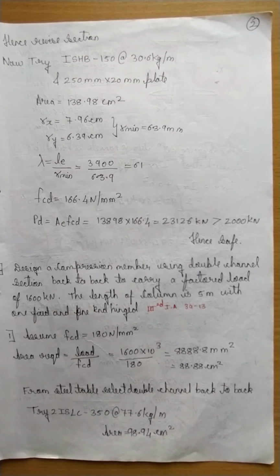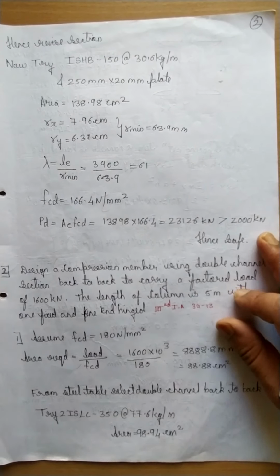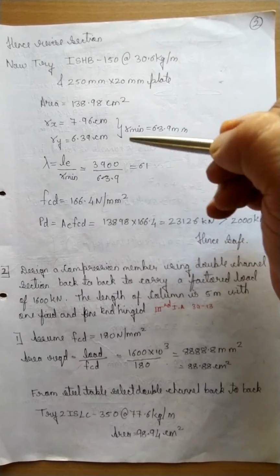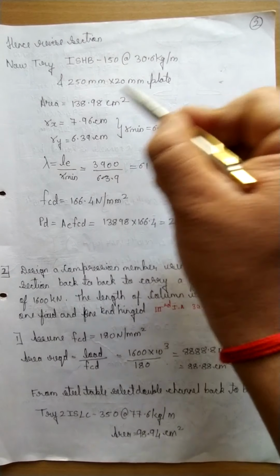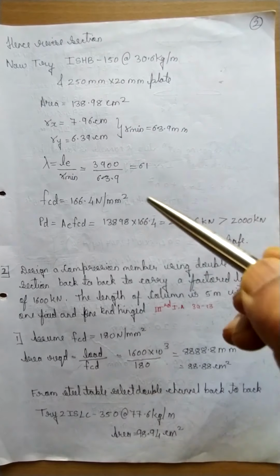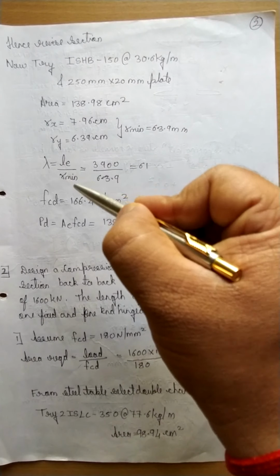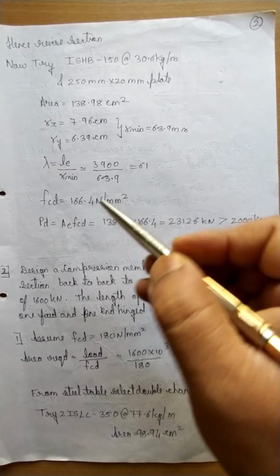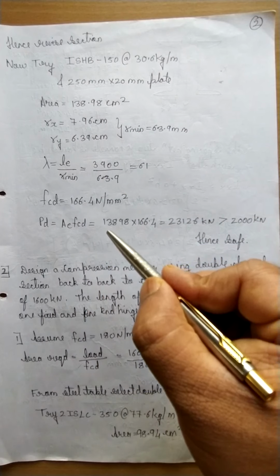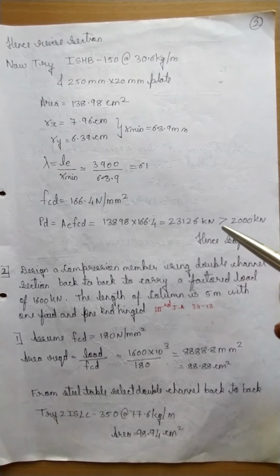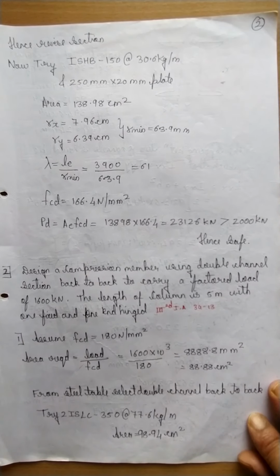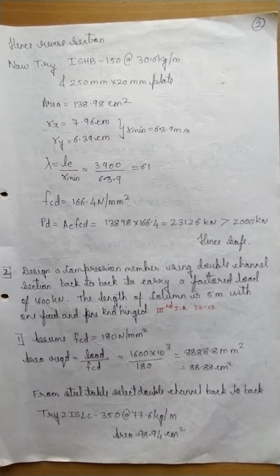So let us try this section with cover plates of so much. Again recalculating, these are the properties: area, Rx, Ry, R minimum. So lambda is again LE upon R minimum, 61, and FCD is so much. So PD is equal to A into FCD, so much into so much. This is greater than 2000 kilonewton, hence the section is safe. Now this is how the question has to be solved.